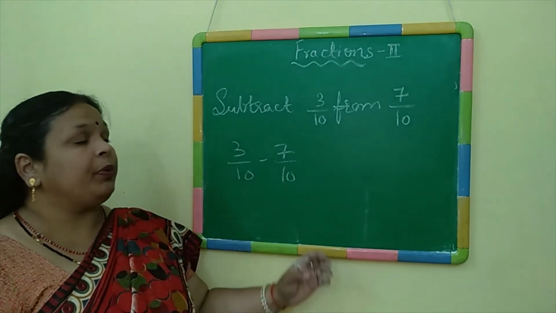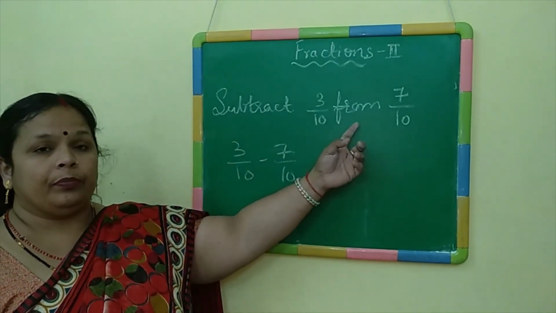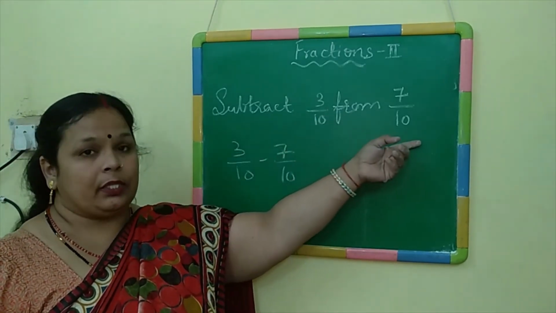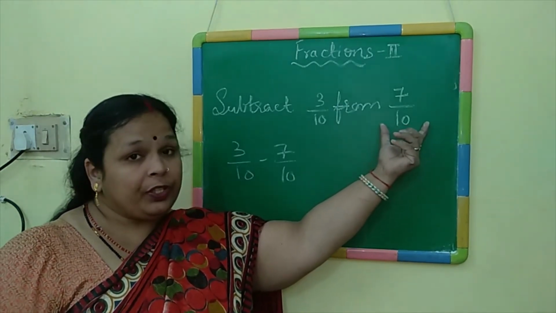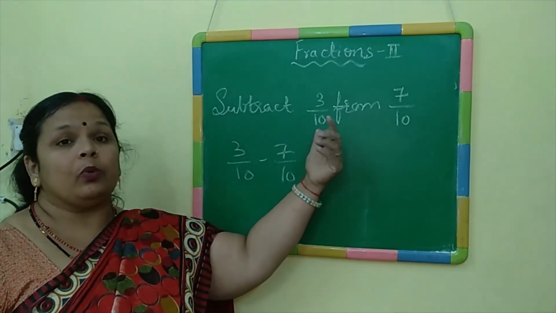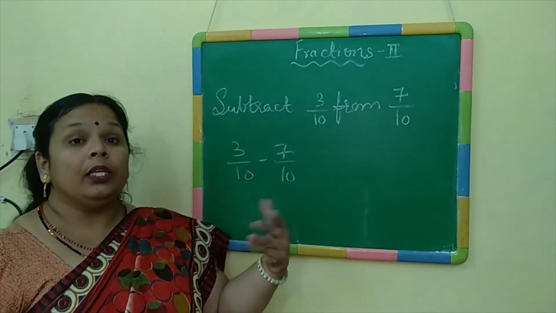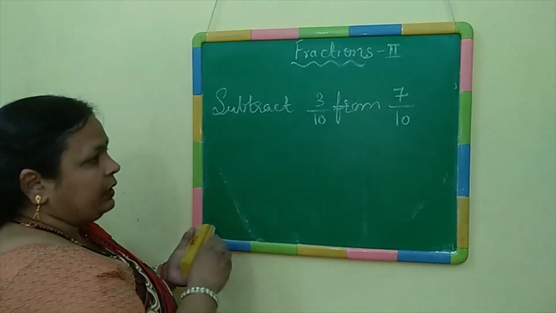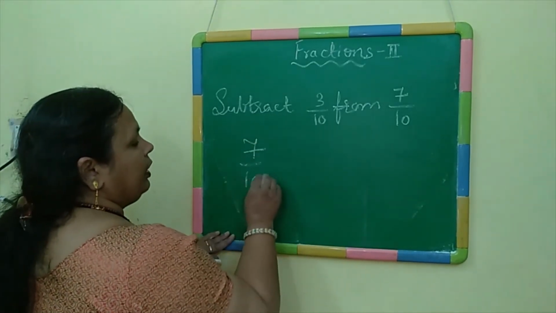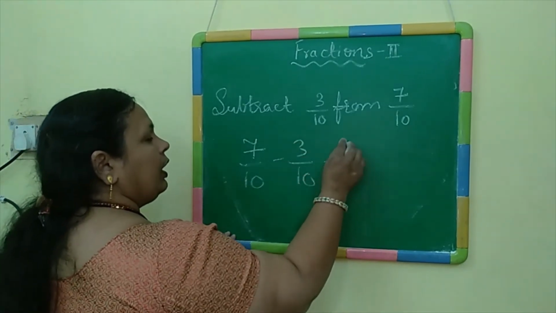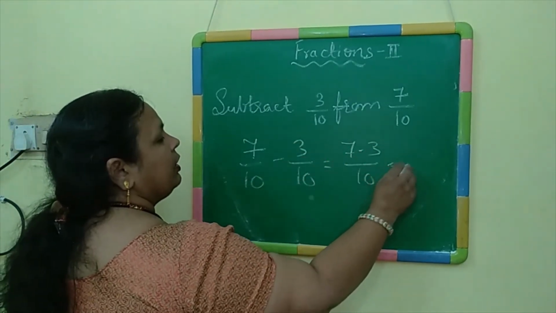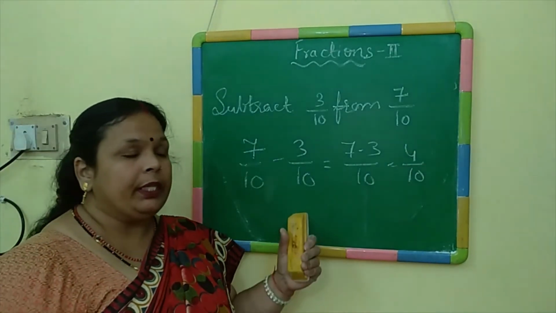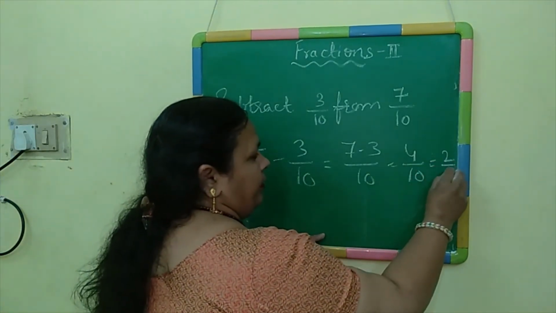Whereas I always put pressure on this word from. From means you need to subtract this from this. Out of this, when you subtract this, what exactly you are getting as the remainder is asked in the question. That means 7 by 10 minus 3 by 10 is 7 minus 3 by 10, that is 4 by 10. Clear? 4 by 10 or 2 by 5.